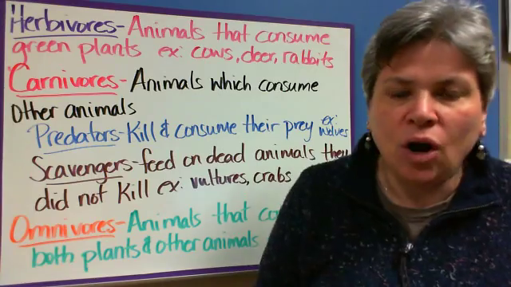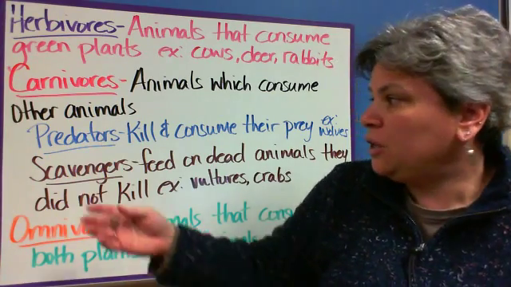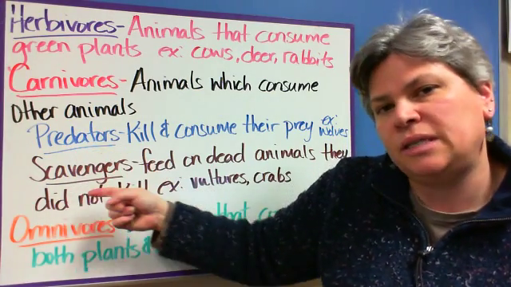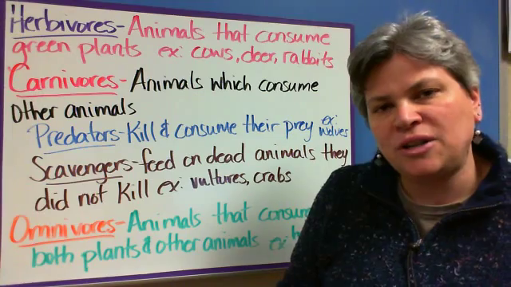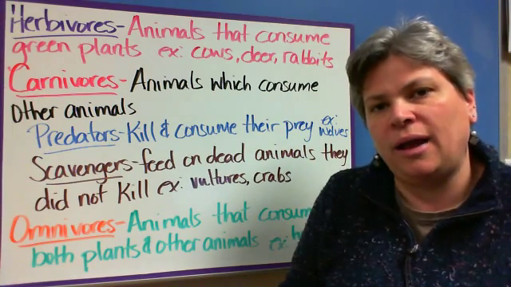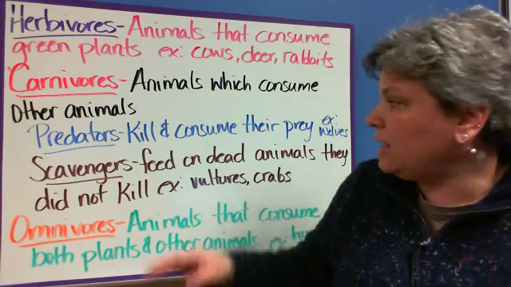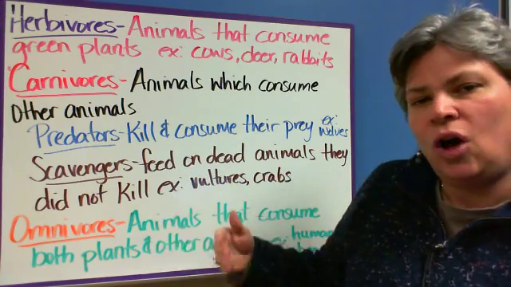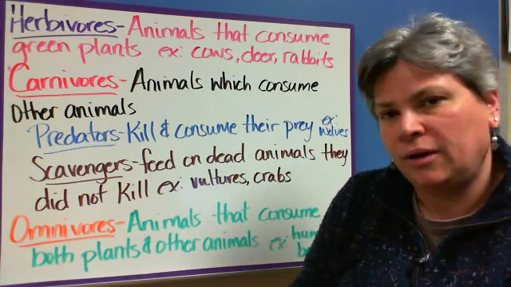Now, when it comes to a carnivore, we have two different options. You can be a predator or you can be a scavenger. A predator actually goes out and hunts and kills its prey. It goes out to hunt its food. It kills it itself and then consumes it. A wolf would be a good example of a predator.